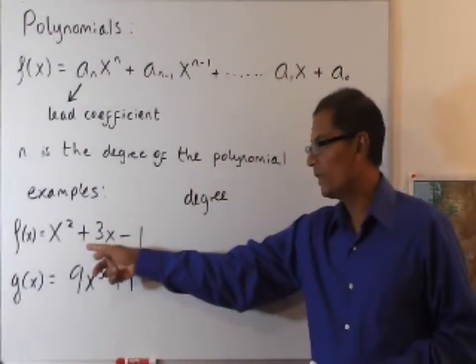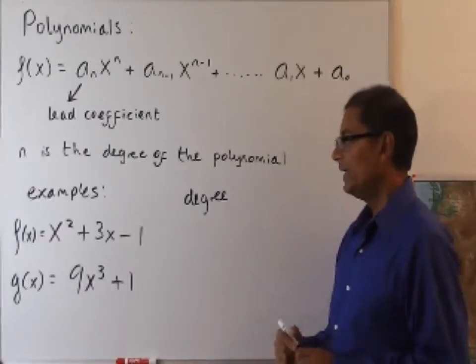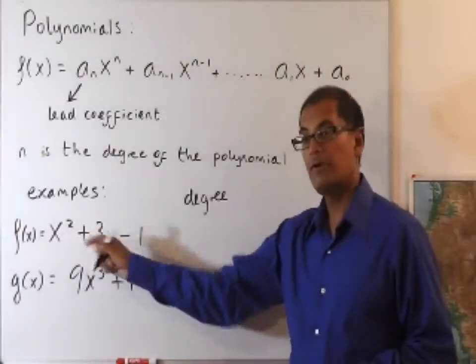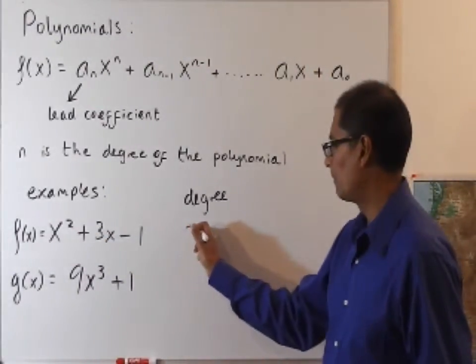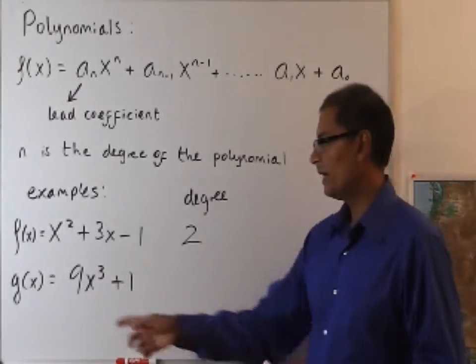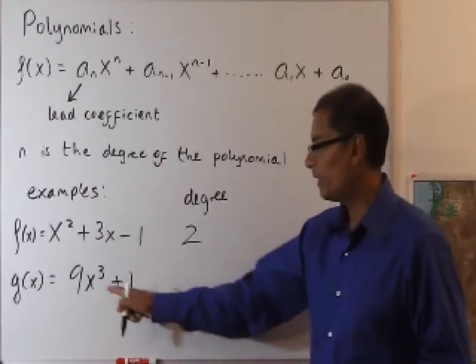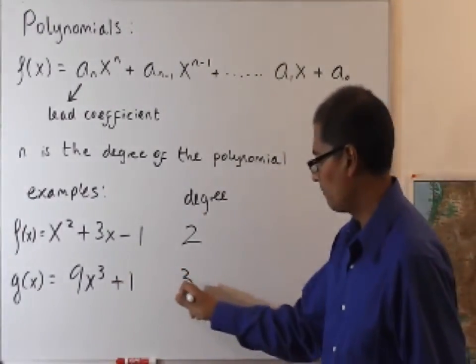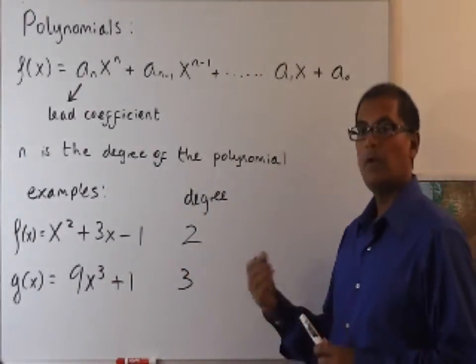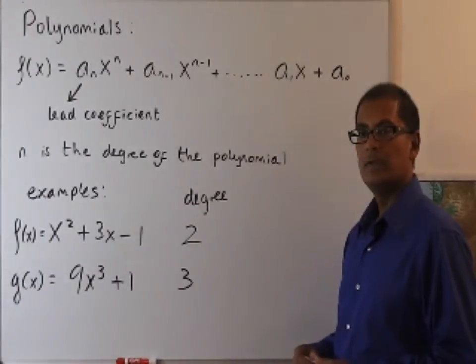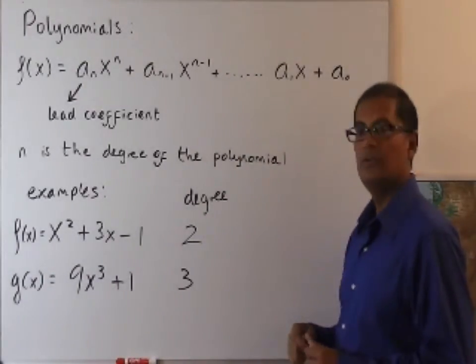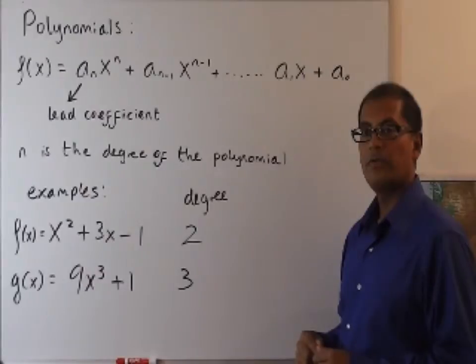So f of x equals x squared plus 3x minus 1. Its degree is the highest power on the variable, which is 2. And for g of x equals 9x cubed plus 1, what is its degree? Well, the highest power on x is 3. The degree of a polynomial is very important because the degree allows us to determine how many zeros the polynomial has.